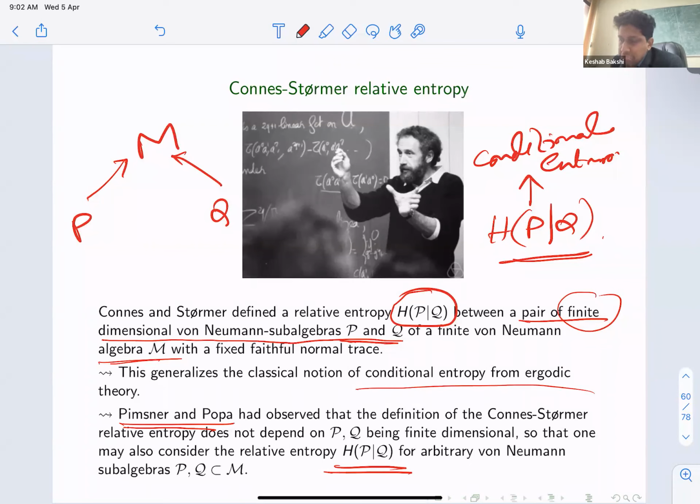You can say that this is the starting point of non-commutative ergodic theory. This is in Acta Mathematica in around, I think, 1978 or 76, I forgot. So this is really Connes-Størmer. We call it Connes-Størmer relative entropy. We call this one Connes-Størmer relative entropy for P and Q infinite dimensional.